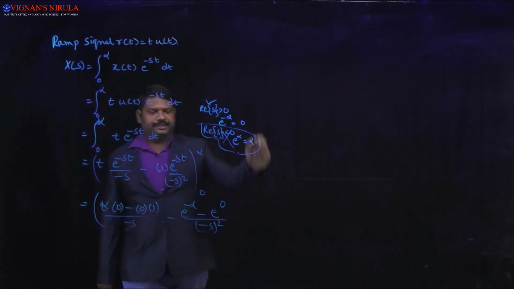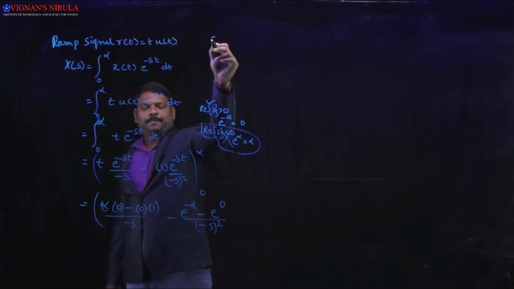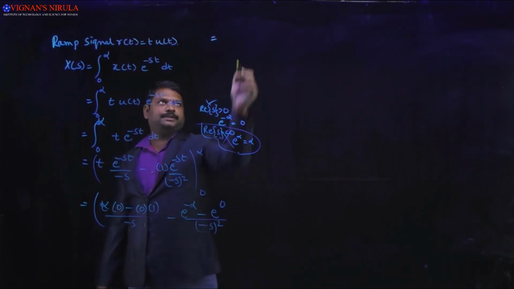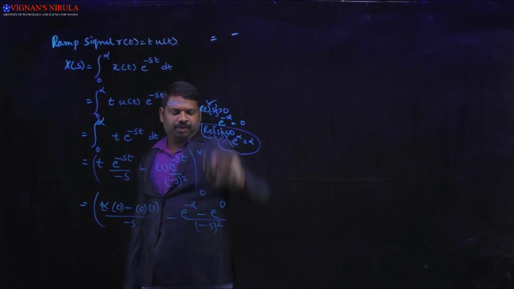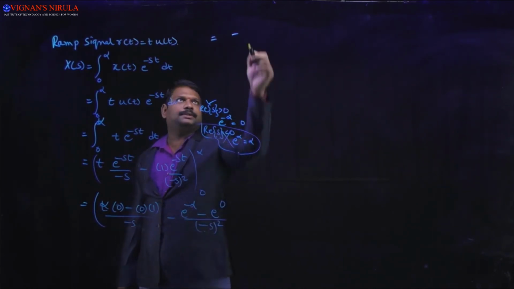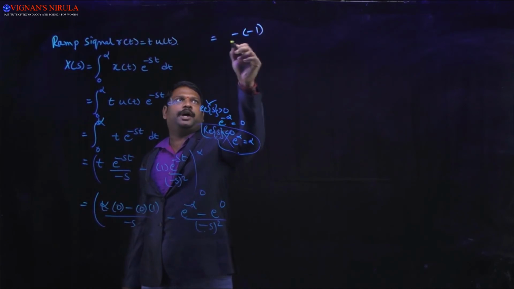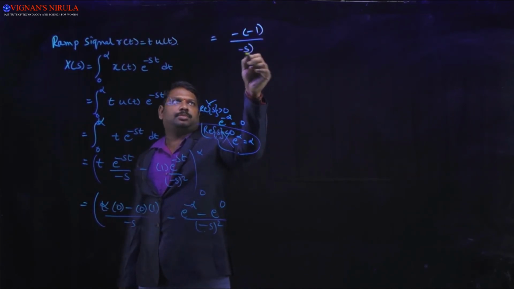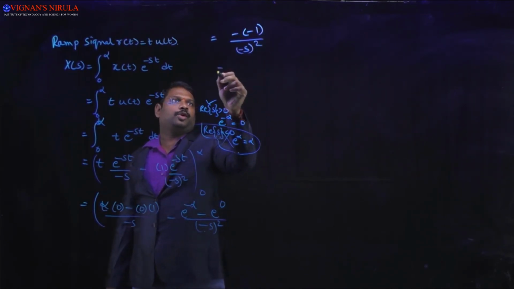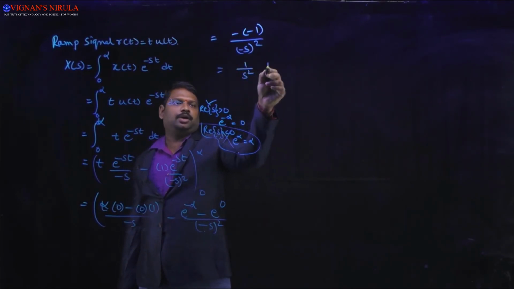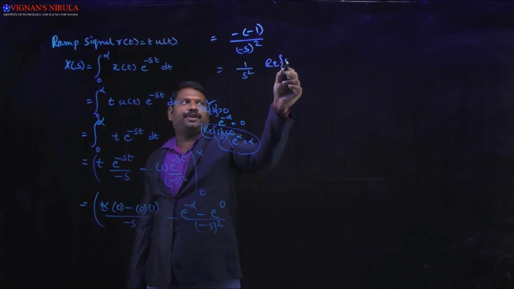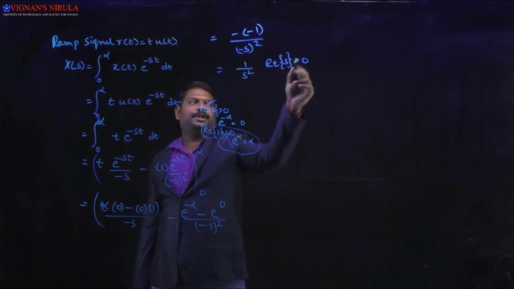When we solve this, e power minus infinity is 0, then minus of minus is plus, and minus 1 by minus s whole square gives numerator 1 and denominator s square. So it is 1 by s square, provided that Re of s is greater than 0.